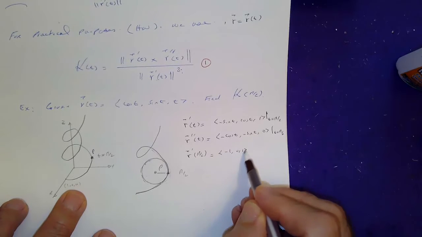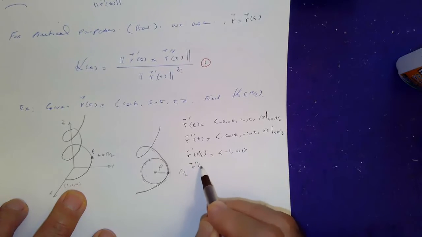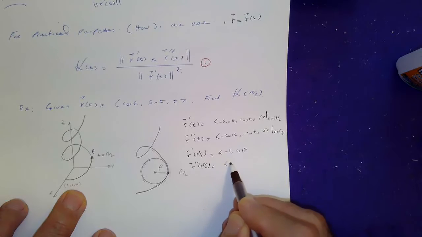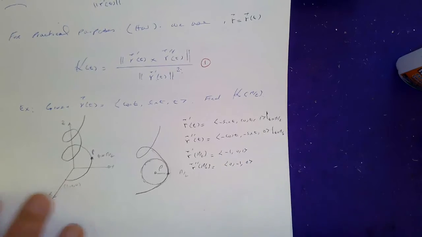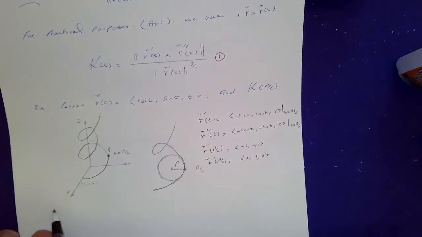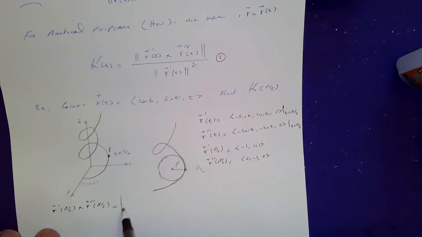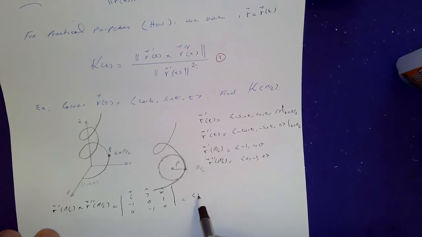Negative 1, 0, 1, and r double prime of pi over 2, I get 0, negative 1, 0. So according to the formula, now I'm supposed to take what? The cross product of these guys evaluated at pi over 2. So that will be i, j, k, and then negative 1, 0, 1, and then 0, negative 1, 0. And lo and behold, you get 1, 0, 1.